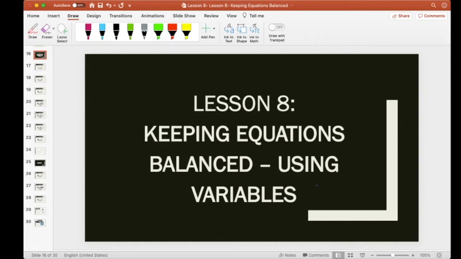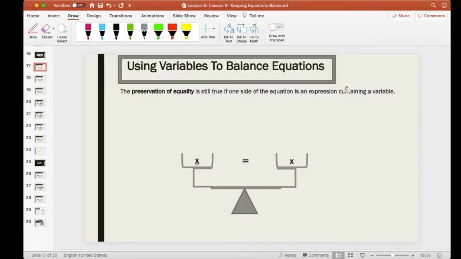And so in this video we're getting more into algebra, and we're focusing on solving equations with variables in them. The preservation of equality, what we just talked about, is still true even if the equation contains an expression with a variable. Remember, a variable is a number we don't know. Even if one side contains that, the preservation of equality is still true. What you do to one side, you have to do to the other.